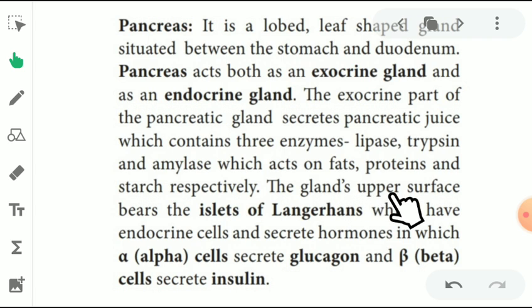The gland's upper surface bears the islets of Langerhans, which have endocrine cells that secrete hormones. Alpha cells secrete glucagon, beta cells secrete insulin. Glucagon, whenever we are starving, releases glucose into the blood. Beta cells, whenever we take more sugar, convert it into glycogen, stored in the liver and muscles.